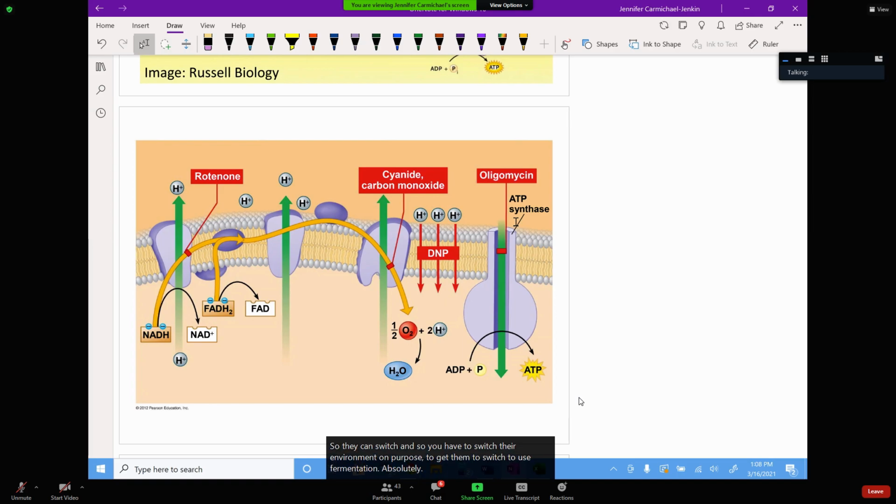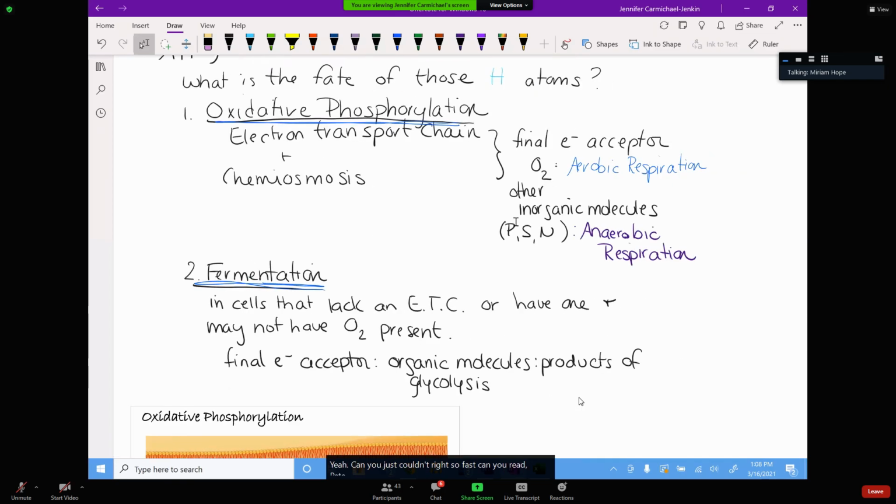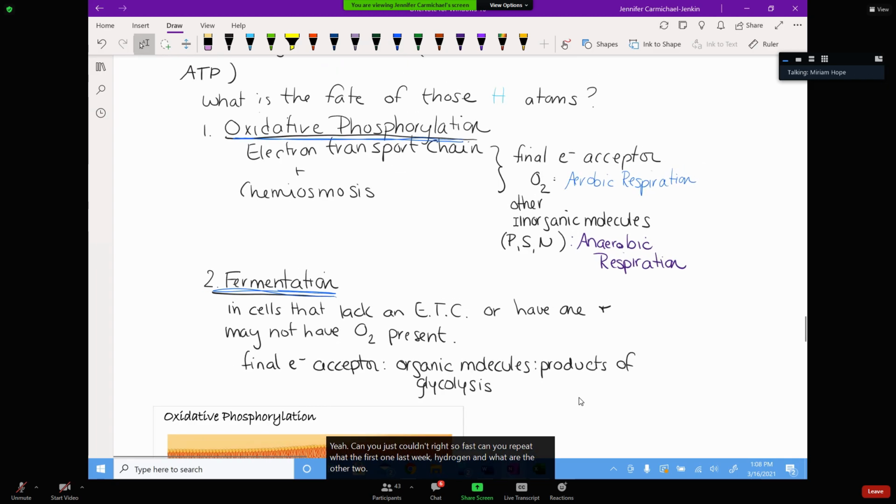Absolutely. And Miriam, I'm not sure what 3 you mean. I'm probably going to assume you mean these 3. Can you just, I couldn't write so fast. Can you repeat what the first one blocks, the hydrogen, and what the other 2 chemicals do?